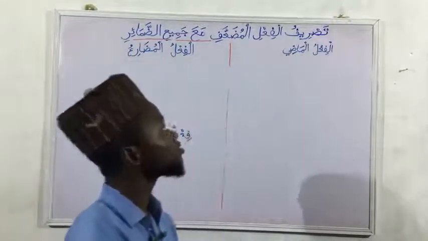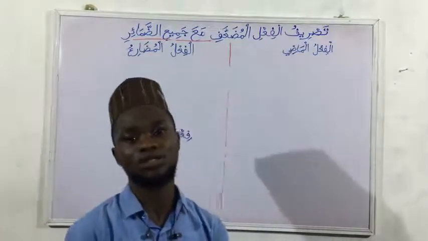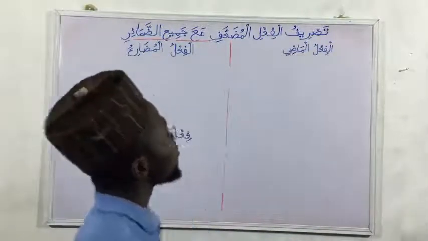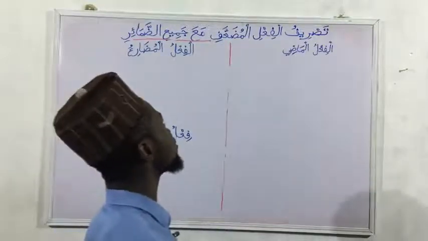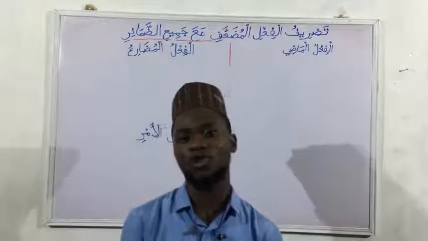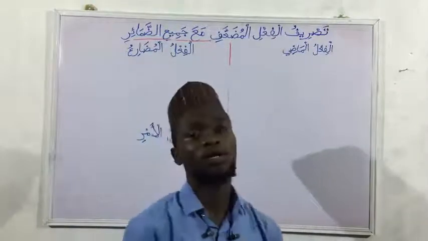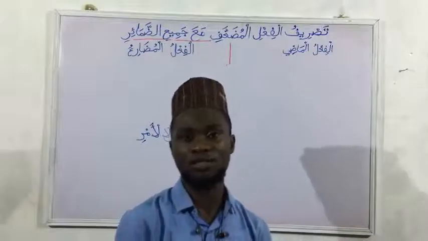Ameen. This is another edition of the free Nahw and Sarfu class, and this is Nahw Class 117. The topic: تصريف الفعل المضاعف مع جميع الضمائر. That is, changing of the fi'l mud'af with the addition of the pronouns that take reference to it.